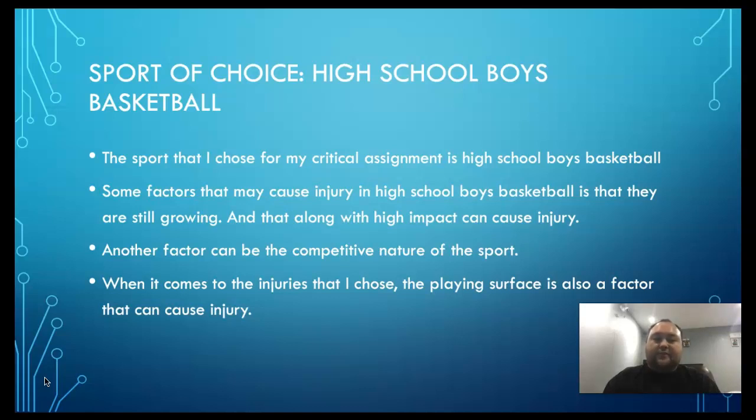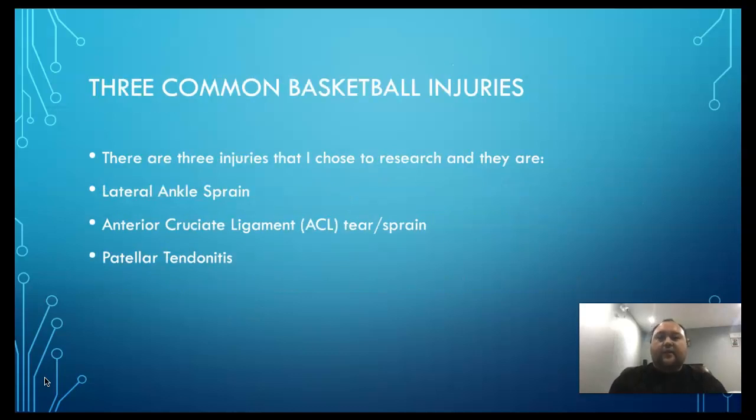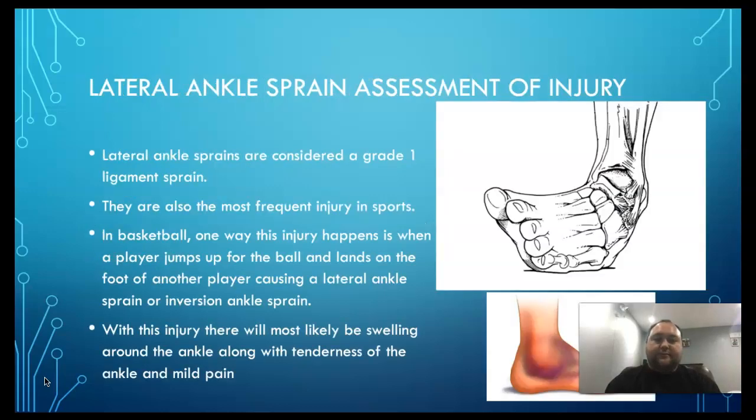And when it comes to the injuries that I chose, the playing surface is also a factor. Going back to the athletes having to jump, sometimes they hit the floor. The floor is not soft, so that also causes injury. Three common basketball injuries that I chose to research are the lateral ankle sprain, the ACL tear or sprain, and patellar tendonitis. And throughout this presentation, I will go over the three different ones.